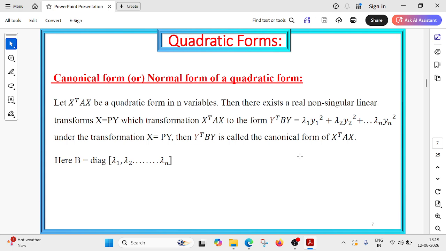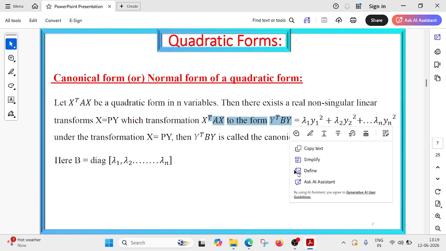Next, canonical form, also known as normal form of a quadratic form. So how is it defined? Let X transpose AX be a quadratic form in n variables. Then there exists a real non-singular linear transformation X = PY, which transforms X transpose AX to Y transpose BY. That means these variables transform to Y.